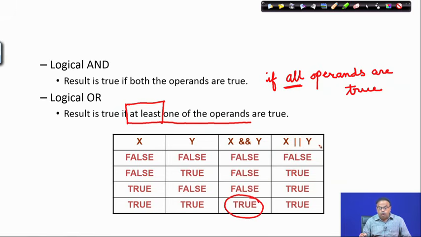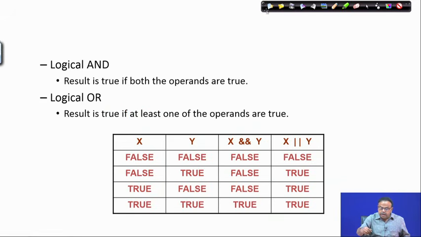While in the case of OR, x or y will result in false if x is false and y is false. But if x is false and y is true, we will get a true, because I am interested in getting at least one to be true. If this is true and this is false, then also true. If both of them are true, then also it is true. Okay. So, I think it is clear to you what is meant by the logical operators and how we can combine logical expressions based on that.